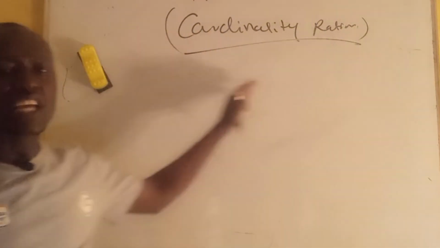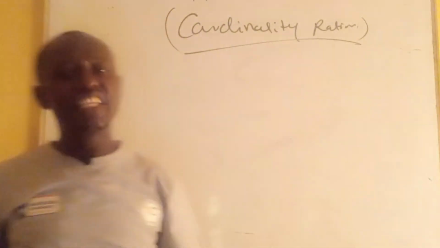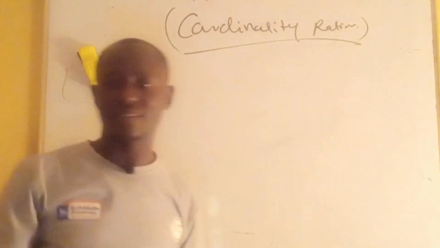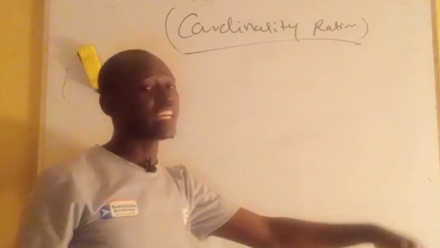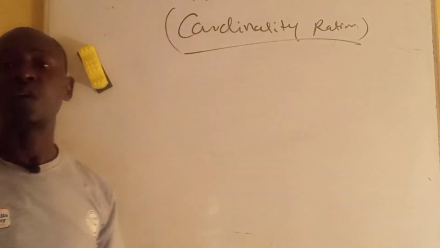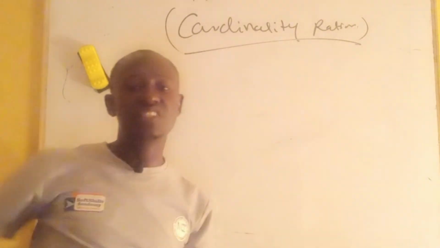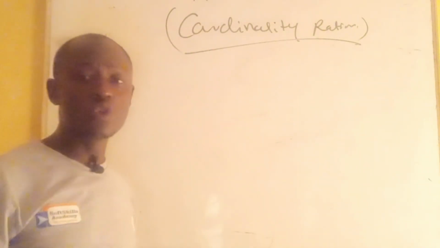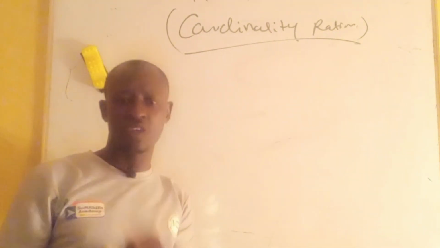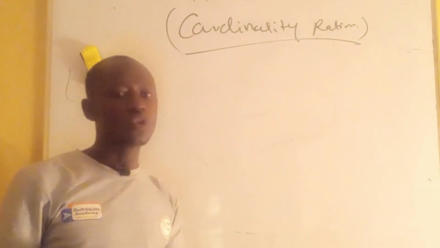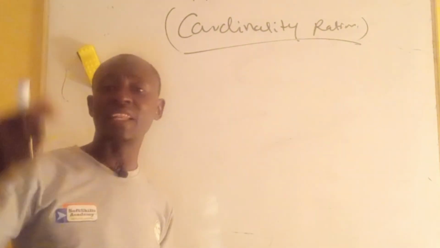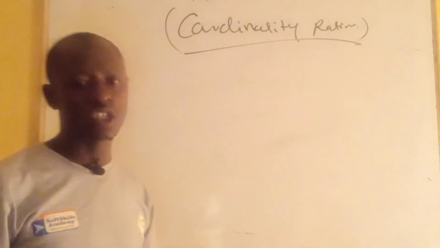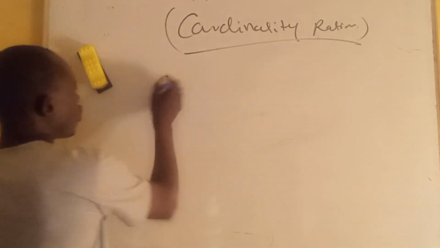So the cardinality ratio defines the number of instances of one entity that can be associated with the instances of another entity in another table through the use of the keys that we have just mentioned, the primary key and the foreign key. That's what it does. It also describes the participation or occurrence of an entity in a given relationship.